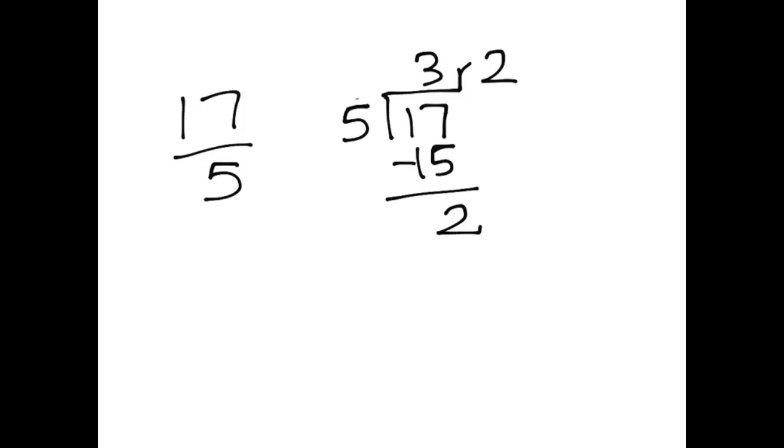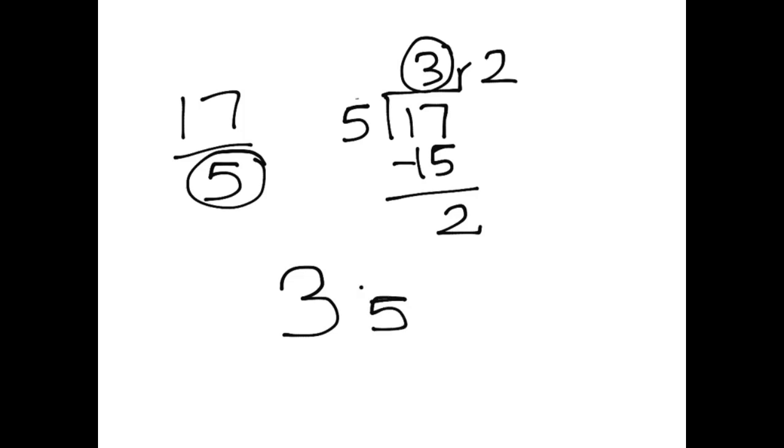Okay. Now we are going to circle our answer, which is 3. That becomes our whole number. Our denominator stays the same, which is going to be 5. And then our remainder becomes our numerator. So 3 2/5 is your answer.